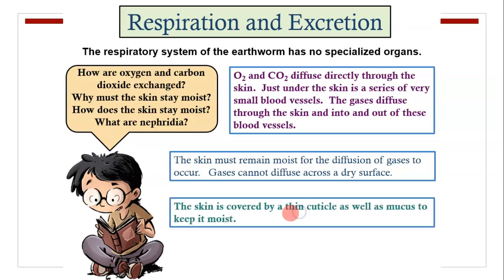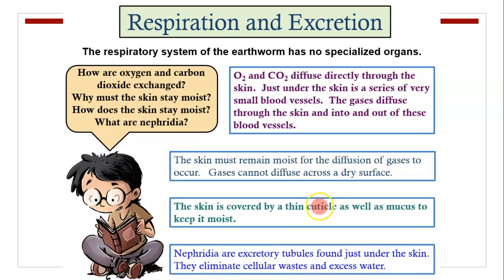Now the skin has to remain moist for diffusion of gases to occur, for that oxygen and CO2 to be able to move back and forth. Gases can't diffuse across a dry surface. The skin is also covered by that cuticle that I showed you earlier, as well as mucus, so yes, snot, to keep it moist. And again, keeping moist is critical so that it can do diffusion of those gases so that it can breathe. Now those nephridia that I was talking about, those are excretory tubules, and they're found just under the skin, and that's what eliminates cellular waste and excess water that they don't need.